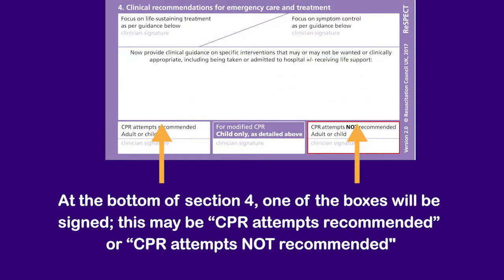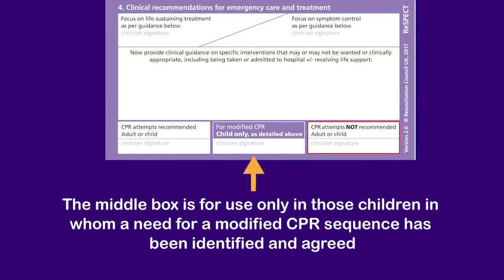At the bottom of Section 4, one of the boxes will be signed. This may be CPR attempts recommended, left side and white box, or CPR attempts not recommended, right side and red box. The middle box is for use only with those with children in whom a need for a modified CPR sequence has been identified and agreed.